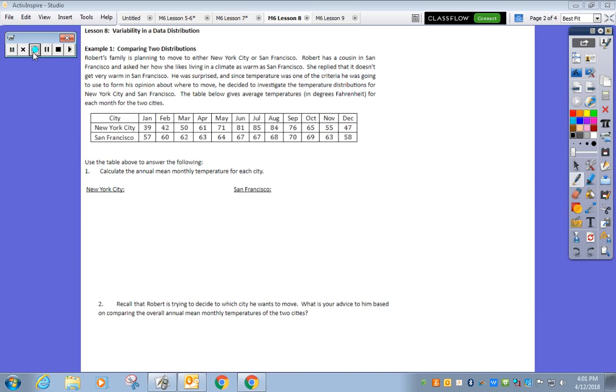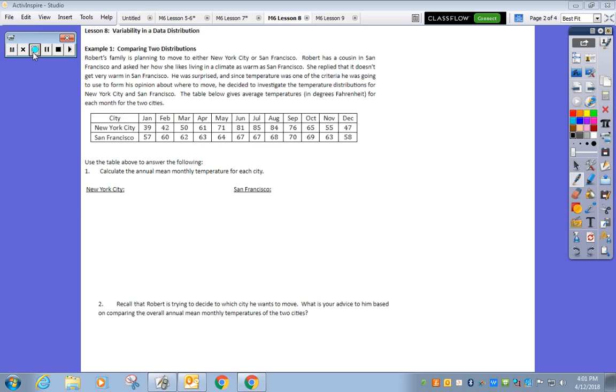So Robert's family is planning to move to either New York City or San Francisco. Robert has a cousin in San Francisco and asked her how she likes living in a climate as warm as San Francisco. She replied that it doesn't get very warm in San Francisco. He was surprised, and since temperature was one of the criteria he was going to use to form his opinion about where to move, he decided to investigate the temperature distributions for New York City and San Francisco.